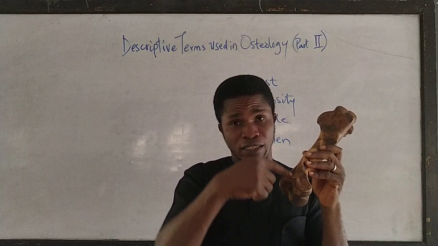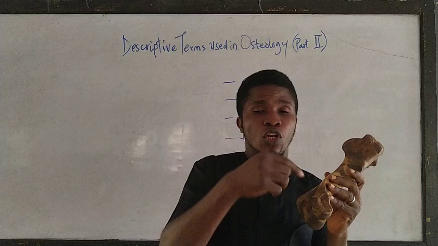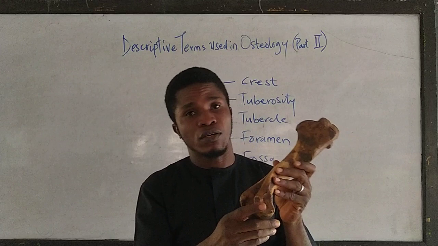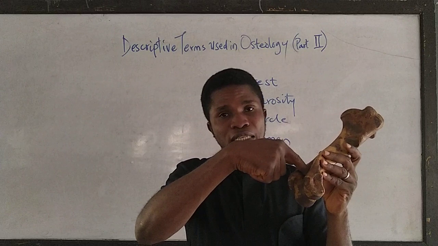This olecranon fossa allows for the enlargement of the anconeal process of the ulna, especially when the elbow joint is extended. So this depression or pit here is the olecranon fossa.